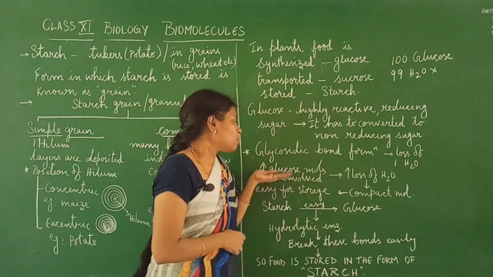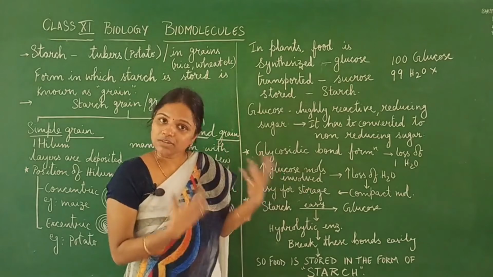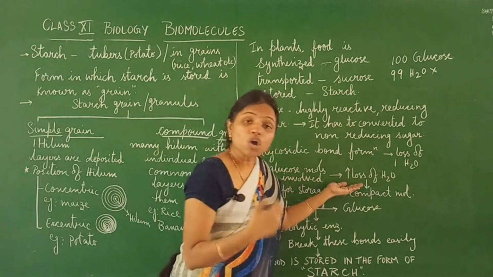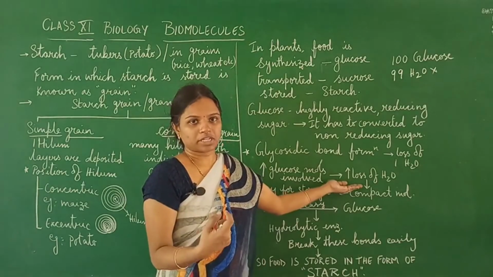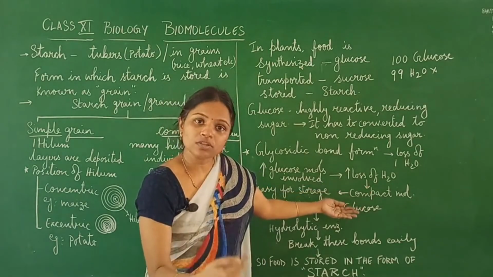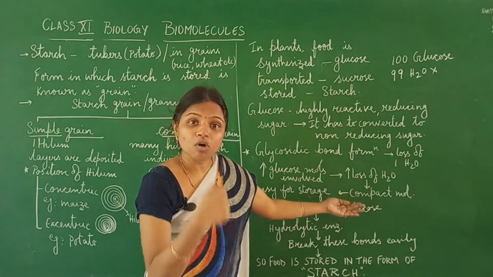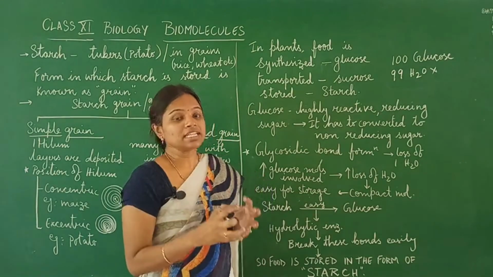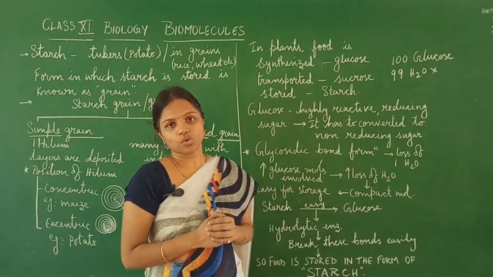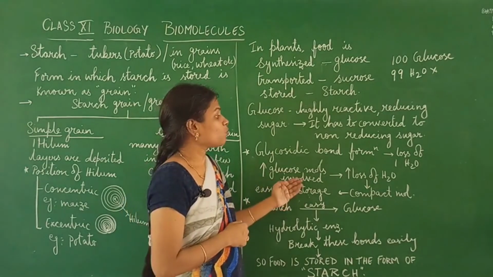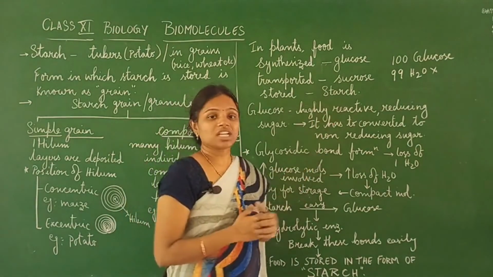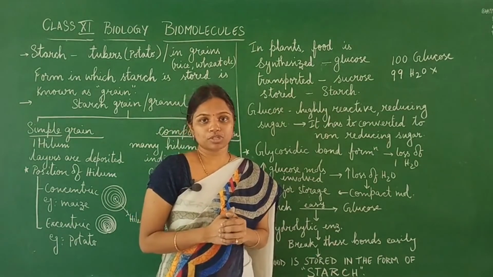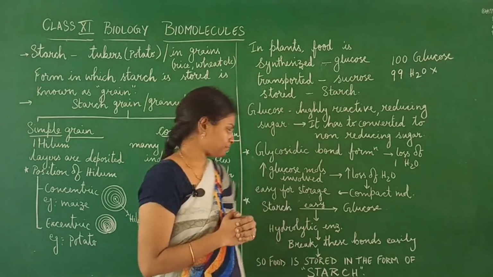So that means the more glucose molecules involved in the formation of that compound, the more water molecules are lost, and hence the molecule becomes more and more compact, and such a compact molecule is easy for storage. That is the reason why starch is usually seen as the storage compound in case of plants.